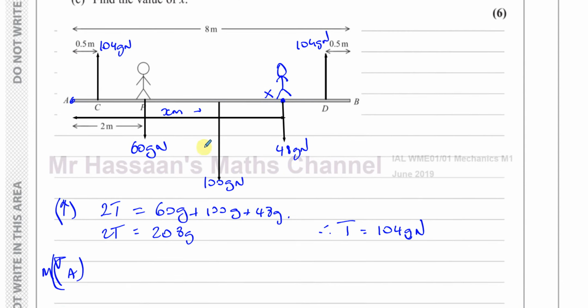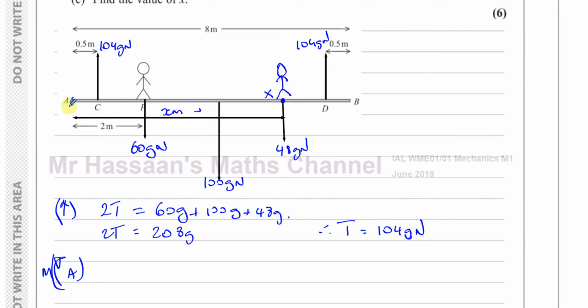I mean, if I wanted to eliminate one of these forces to make life easier, I could take moments about, say, C, or any point where I eliminate at least one force. I'll still get the same answer, but then I'd have to work out the distance X in relation to the distance I found for the moments I've taken. So I'm going to just take moments about A, then my X will be my answer. I prefer to do that.